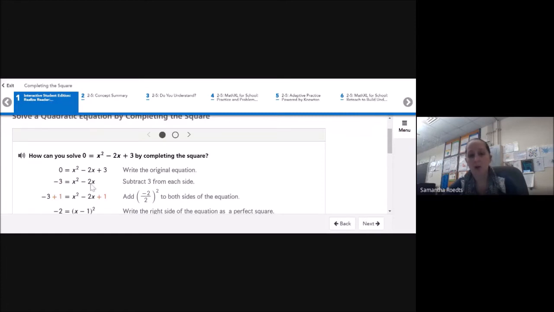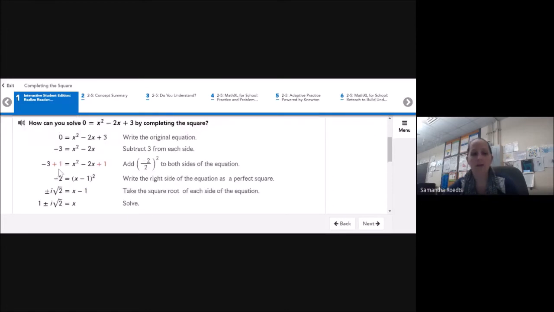Negative 2 divided by 2 gives me a positive 1, or negative 1. So I add 1 to both sides. So negative 3 plus 1 equals x squared minus 2x plus 1. So I get negative 2 equals x minus 1 squared. From there, all they did was they just solved for x. Okay? So I square root both sides.